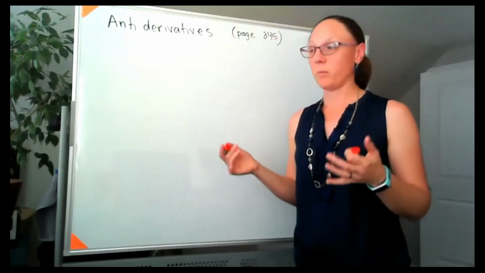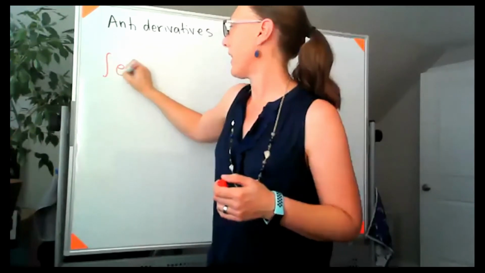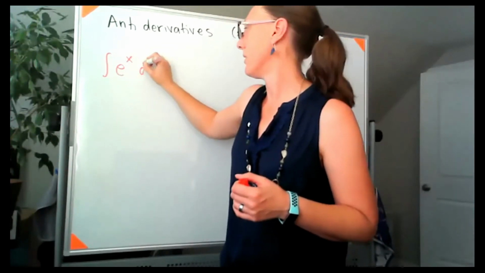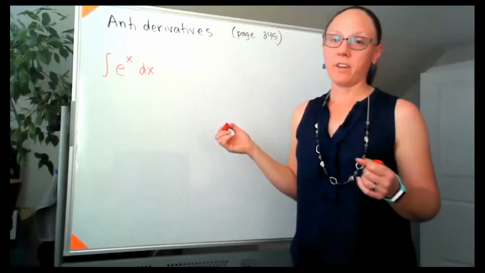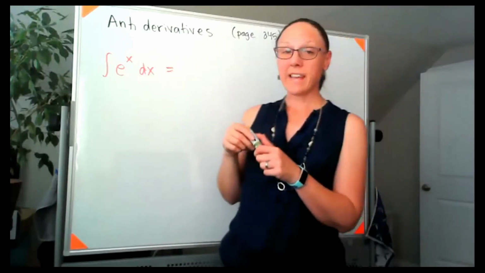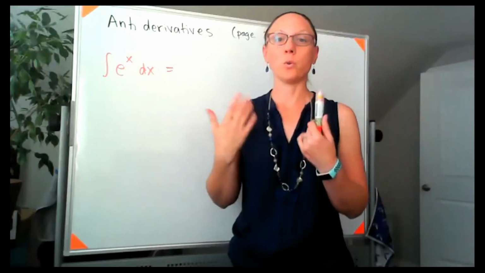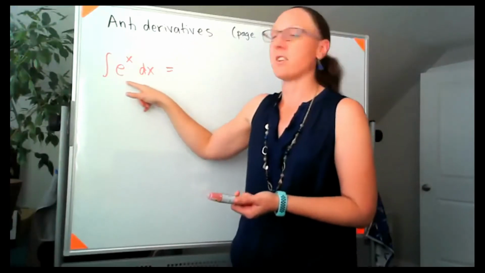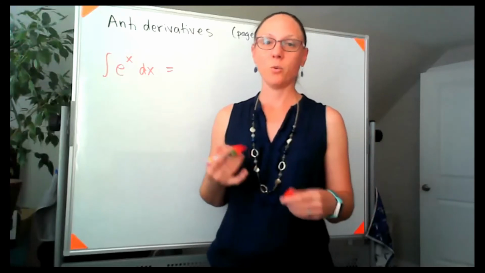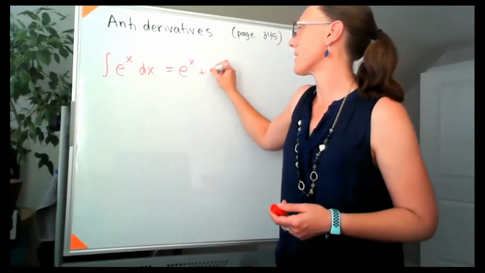This next one is one that we've definitely talked about. We have the integral of e to the x dx. Notation-wise, that integral symbol and the dx together are saying whose function has a derivative of e to the x. Well, the function is e to the x. So I'm going to get e to the x plus c.